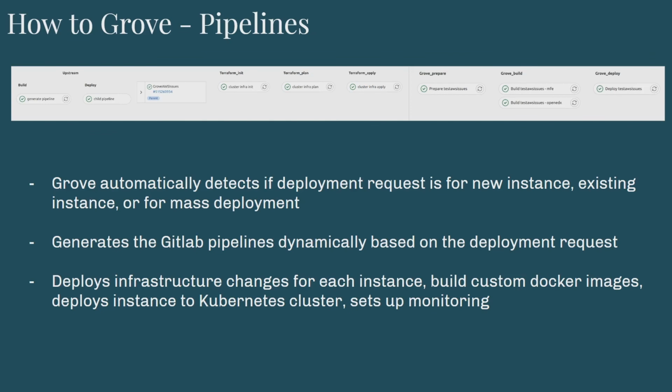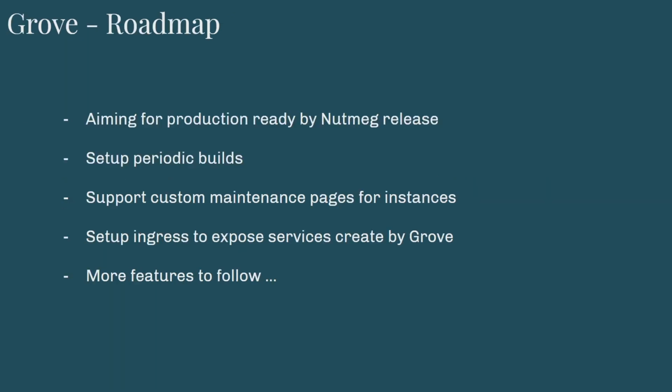So that is what Grove is. For the roadmap, Grove is in active development right now. We are still making changes, and we are targeting to be production ready by the next release, which is, I guess, in a couple of months. A few of the features that we have planned right now are support for periodic builds, so that we can do builds regularly based on changes in the Open edX platform, support for custom maintenance pages, support for ingress of a few services which Grove sets up, like monitoring services, and more features will follow.